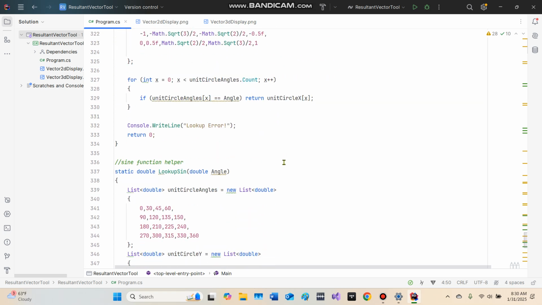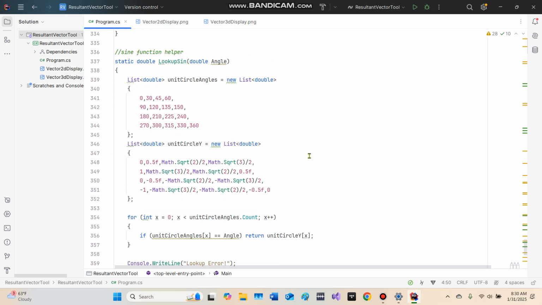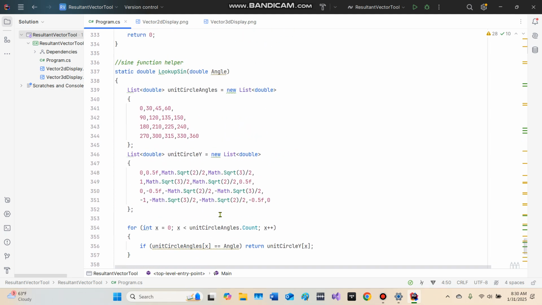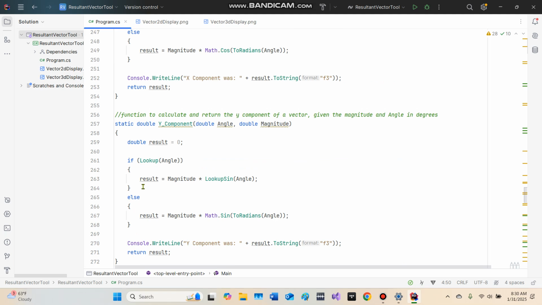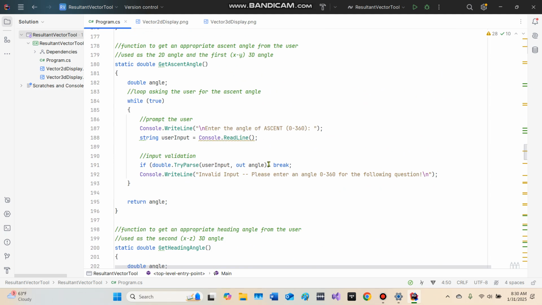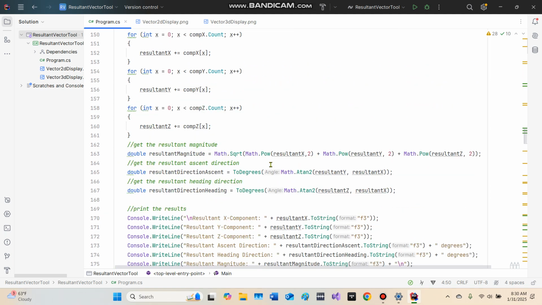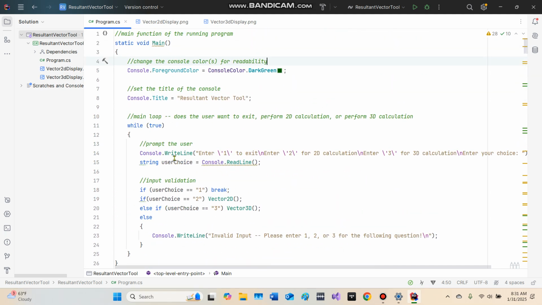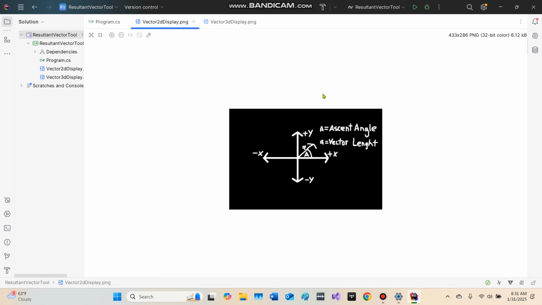So we have our lookup tables here, lookup for sine and cosine, and our conversion from degrees and radians set up. Basically, the code for this one looks a lot cleaner comparatively to the previous one. It's a lot more professional. I also have some images here in this project to display how this works.